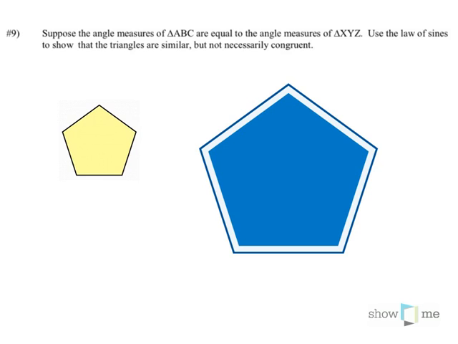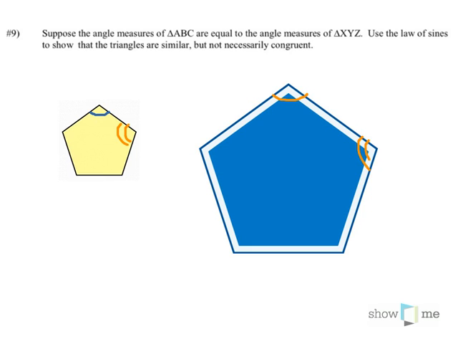Similar means basically that two things are the same shape, but they could be different sizes. Specifically what it means, let's talk about these pentagons, or do the triangles. Corresponding angles, angles in the same position, will have the same measure.